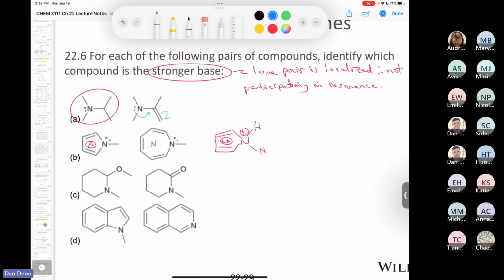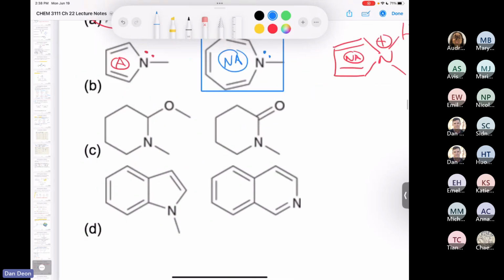This is a non-aromatic compound anyway. And so the lone pair is not functioning in anything to do with aromaticity. And so this one is going to be a stronger base, right? The lone pair is going to be just localized, all right? Whereas the lone pair in the first one is participating in aromaticity. All right, the next one might be a little less complicated.